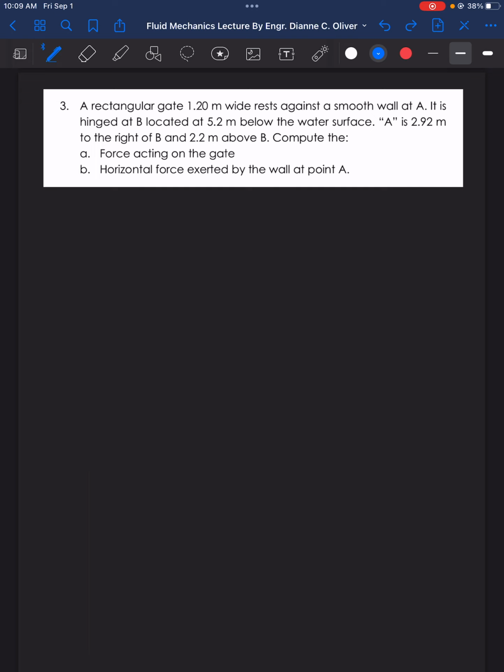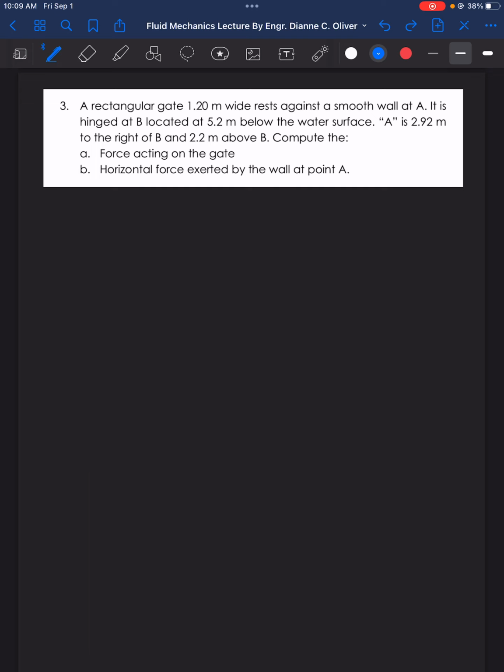So this rectangular gate is hinged at B, located at 5.2 meters below the water surface. Point A is 2.92 meters to the right of B and 2.2 meters above B. Compute for the force acting on the gate and the horizontal force exerted by the wall at point A. So how do we visualize this?